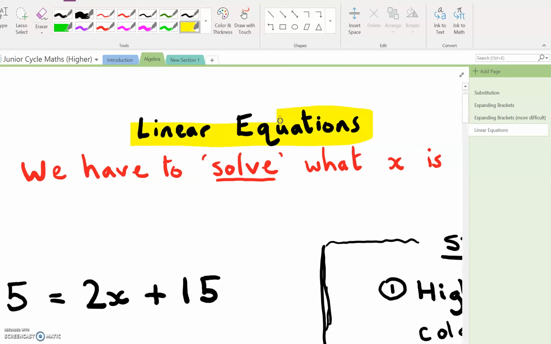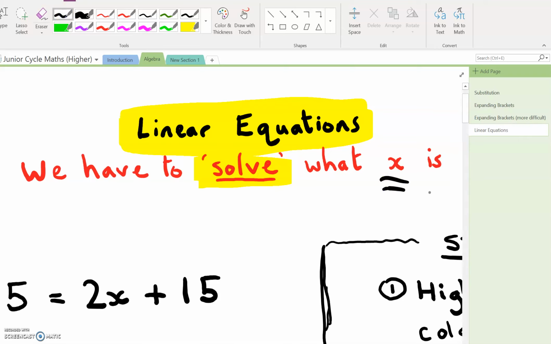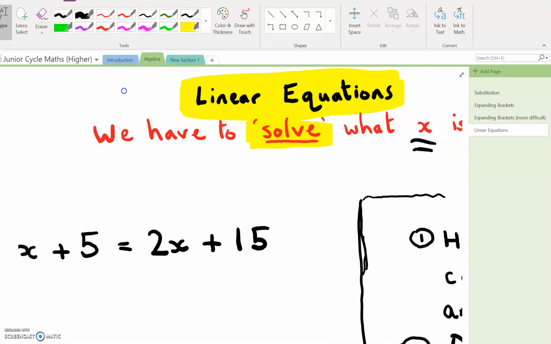Okay, a bit of algebra. In linear equations, we're asked to solve. That means to find what a letter is. Now, it's usually X, but it can be any letter. The letter stands for a number that we don't know what it is. We're unaware. We have to find what it is. And we're given a little linear equation.